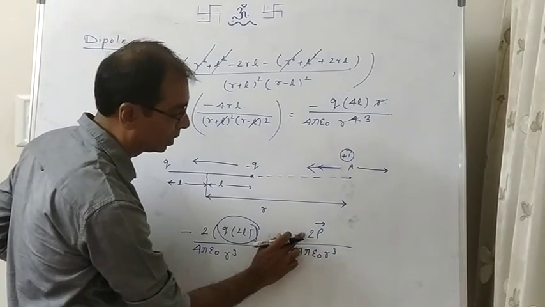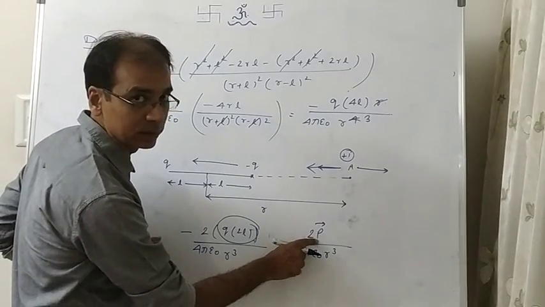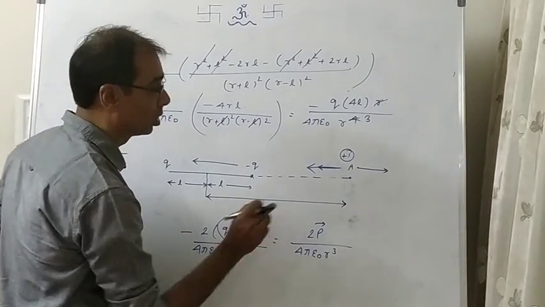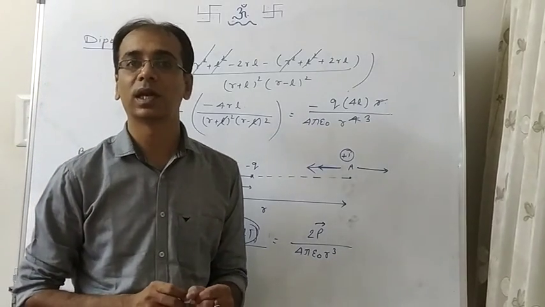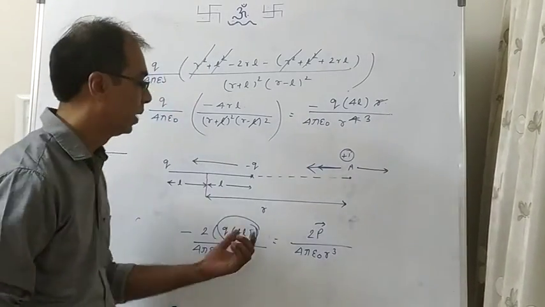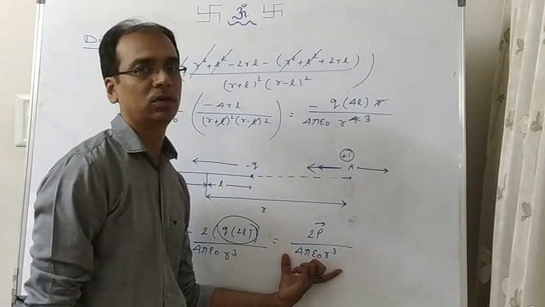Is that clear? Then you take this minus away from that, because I have already given your direction. So remember, along the axis the direction of the electric field is along the direction of the dipole moment, and its magnitude is 2p by 4 pi epsilon naught R cube.